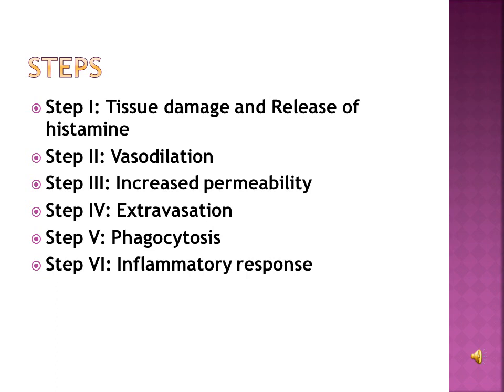The fourth step is known as extravasation. Within a few hours, neutrophils migrate to the site of tissue or cell damage by the process of chemotaxis, pass through the capillary wall, and enter the tissue space by the process called extravasation. Step 5 is phagocytosis. With the prevailing conditions, the phagocytes are now ready to start phagocytosis. The final stage is the mounting of the inflammatory response.